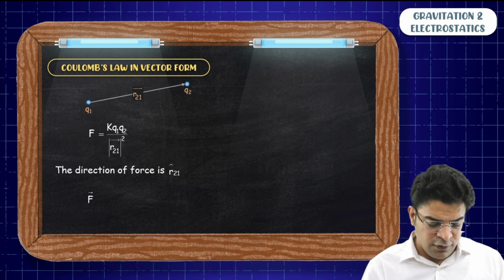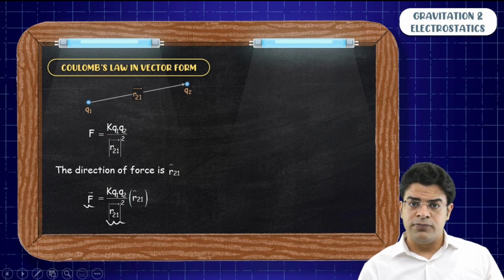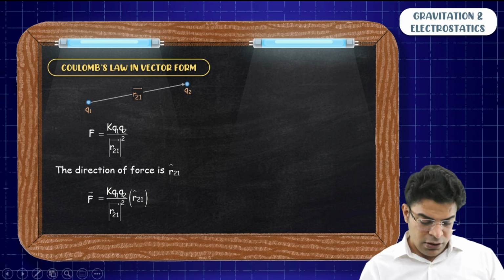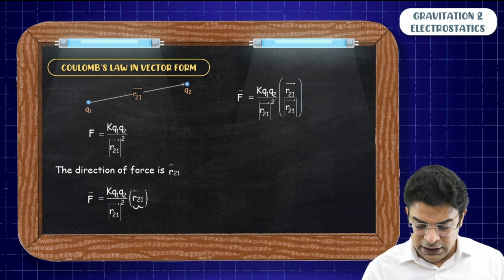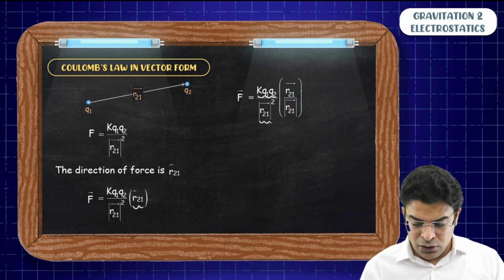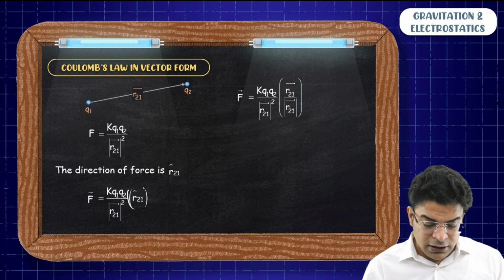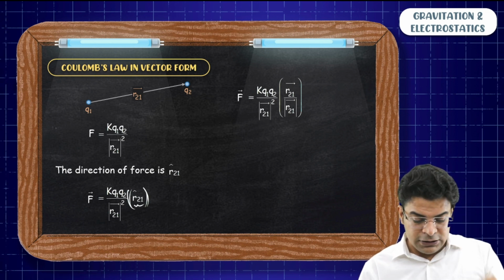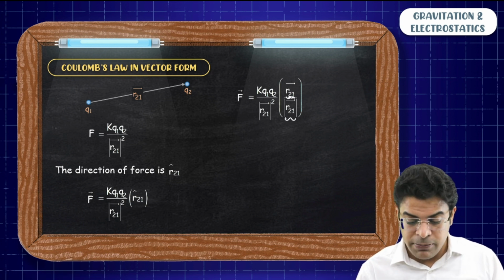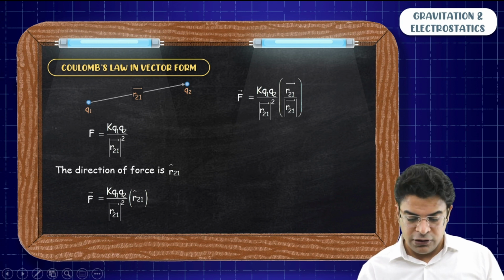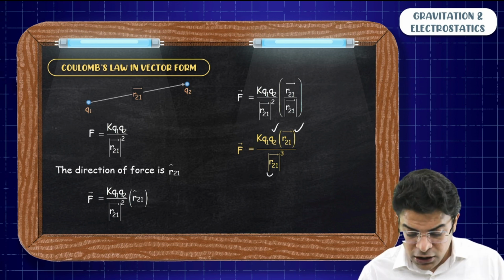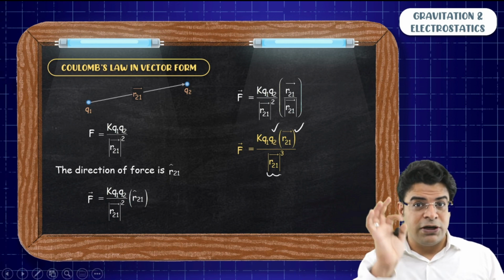So the force in vector form comes out to be the magnitude of force times a unit vector in the direction of vector R21. Now when you write this unit vector, you will write it as k q1 q2 upon R21 magnitude whole square, into the unit vector, which can be written as position of particle 2 with respect to particle 1 upon the magnitude of position of particle 2 with respect to particle 1. So here you get force equals k q1 q2 into position of 2 with respect to 1 upon the magnitude of position of 2 with respect to 1 whole cube.